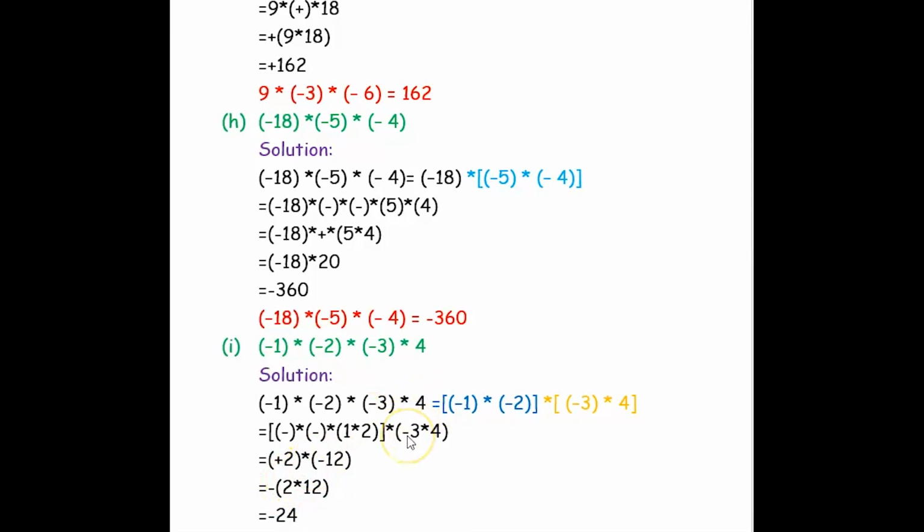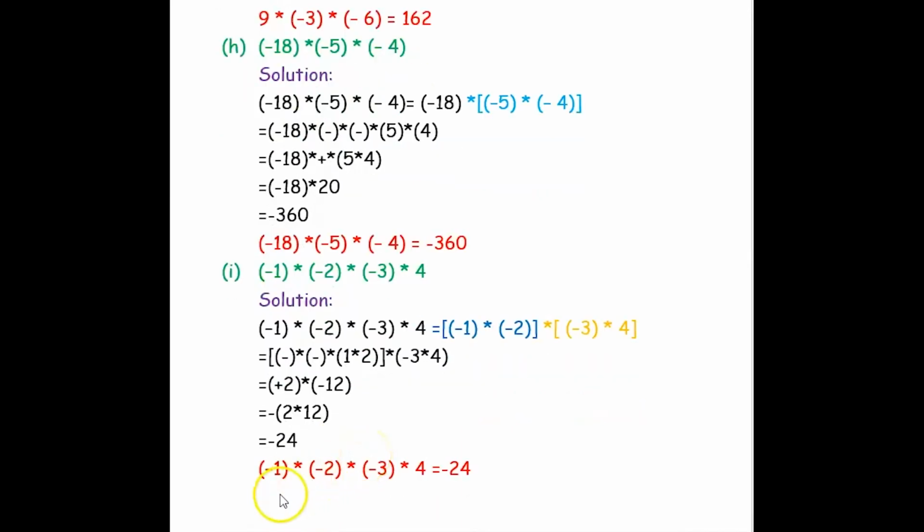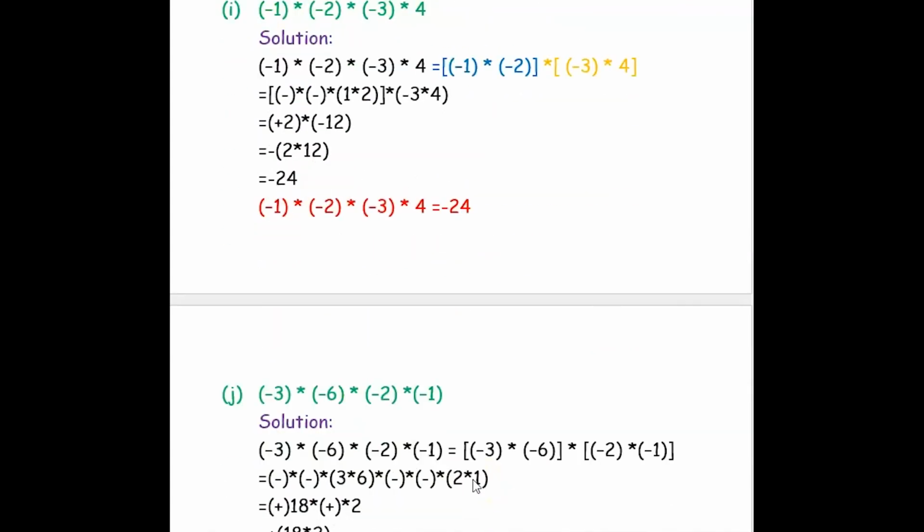So one negative integer with one positive integer will give you a negative integer. So into negative 12. Again we have only one negative integer here. So it is preceded with a negative sign, and 2 into 12 is 24. So it's negative 24. So thus negative 1 into negative 2 into negative 3 into positive 4 is negative 24.